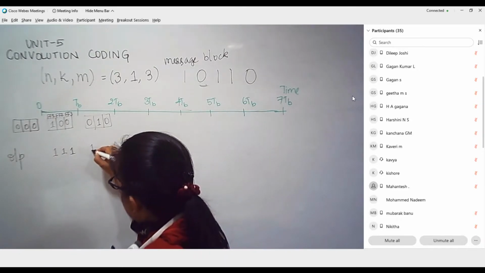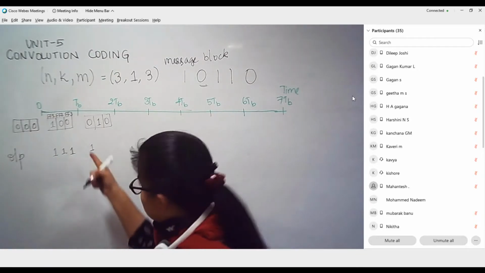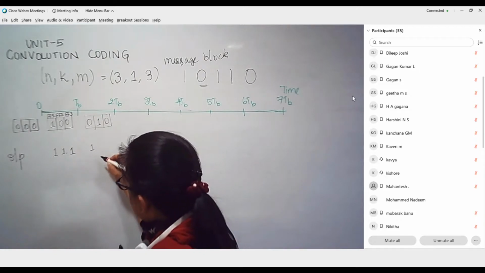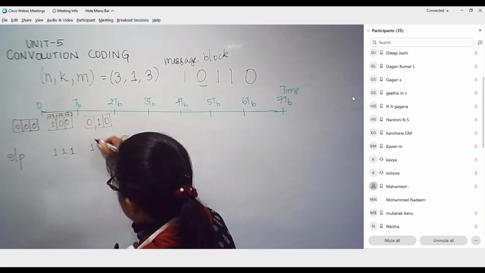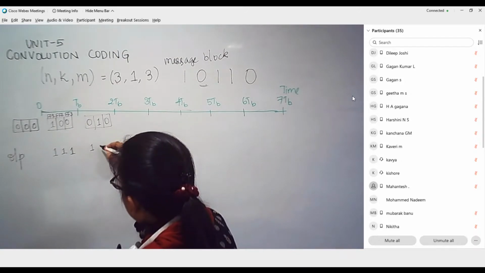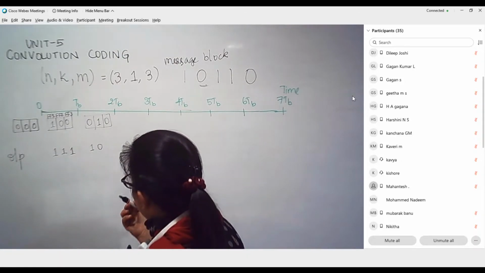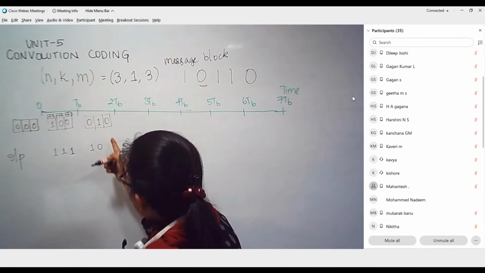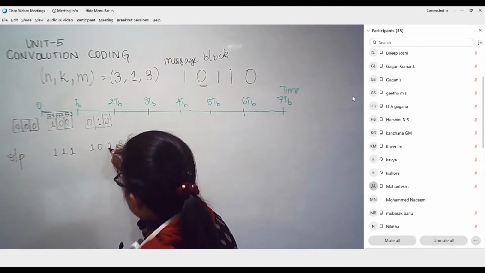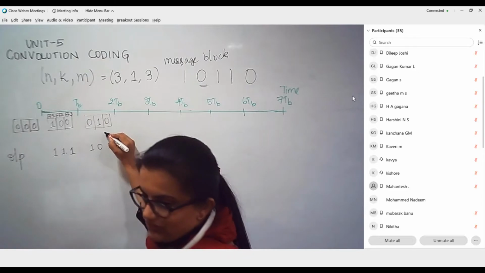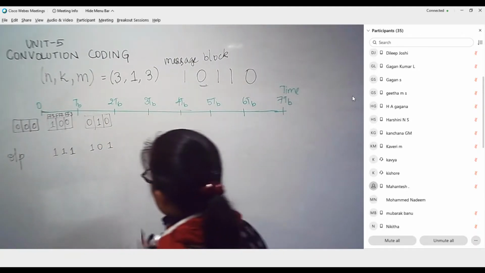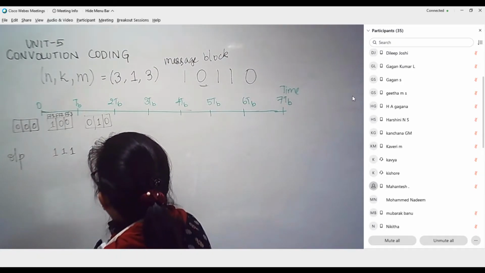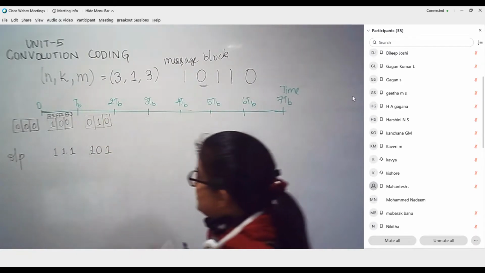C1 is 1 because it is simply the addition of all the 3. You have to do the modulo 2 addition, please remember. And the second one is simply the output of the first flip-flop. And the third one, that is C3, is FF1 plus FF2. So it is 1. So 101 is the code word output that will be obtained after the second time instance.